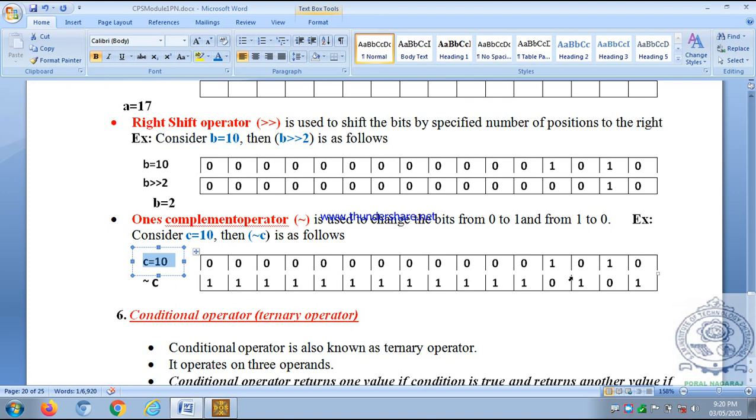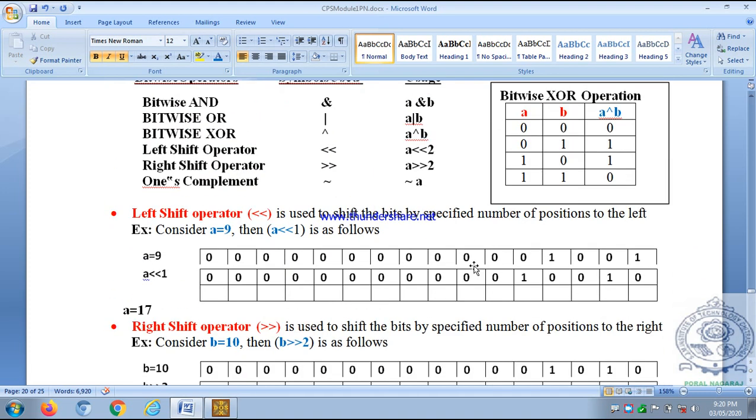So 16 bits were taken, 12 zeros followed by 1 0 1 0. Now zeros are changed to ones, and ones are changed to zeros. All the zeros are changed to ones, and here 1 is changed to 0, 0 is changed to 1, 1 is changed to 0, 0 is changed to 1. So this is the ones complement operator, represented by the tilde symbol.